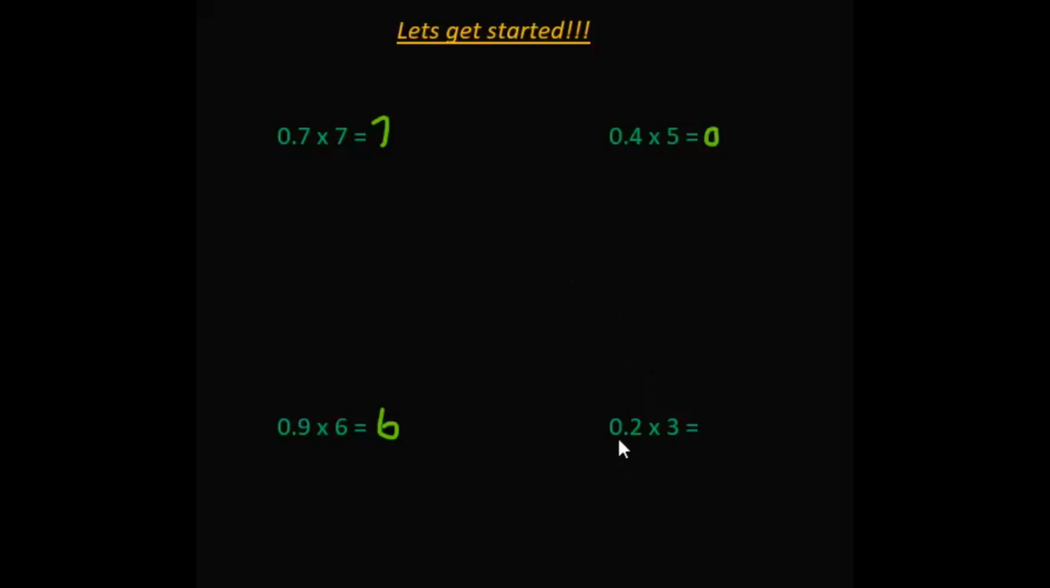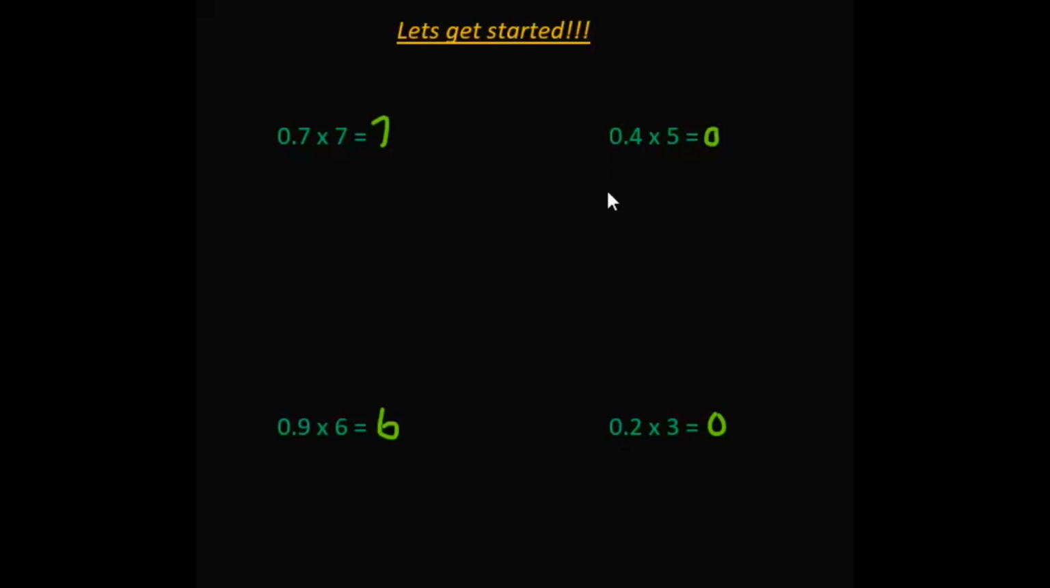The next equation is 0.2 times 3. So we know that anything 4 or less rounds down, so 2 rounds down. Again, I'm only rounding these decimals because these whole numbers are easy to multiply with. So 2 rounds down to 0. And again, we saw that 0 times any number equals 0. So 0 times 3 equals 0.